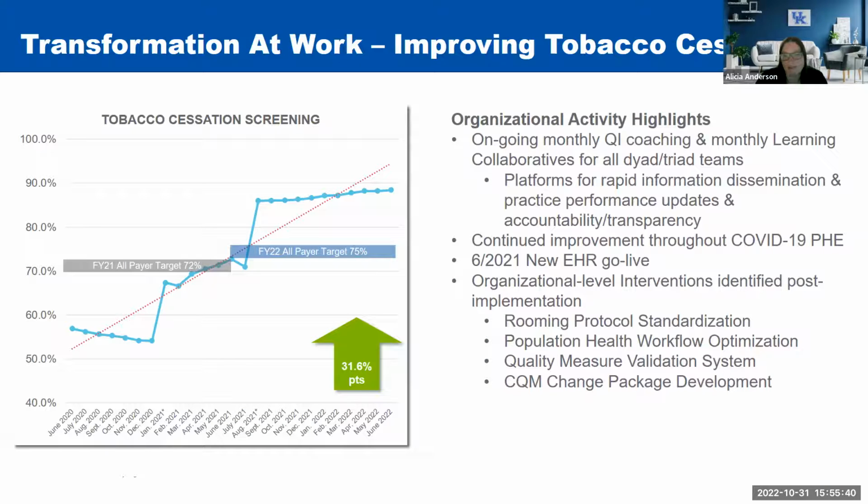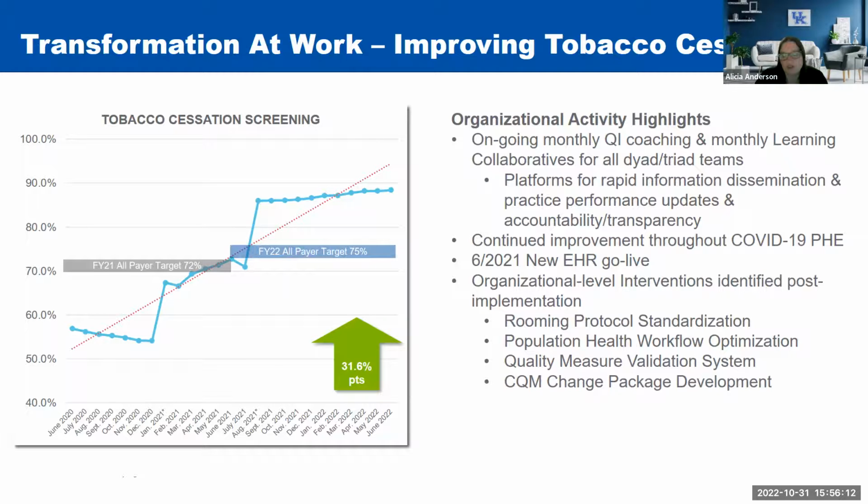So here we have an example of transformation at work and also an example of data sharing. On this slide, we can see the improvement of the tobacco cessation measure over the course of 2 years. There are areas and times where their performance may have dropped, but that's okay and is expected. During these 2 years, there was the implementation of a new EHR and of course the COVID-19 pandemic. But because of that strong infrastructure and culture that has been built, the performance for this measure is still continuing to improve. So what makes that possible?